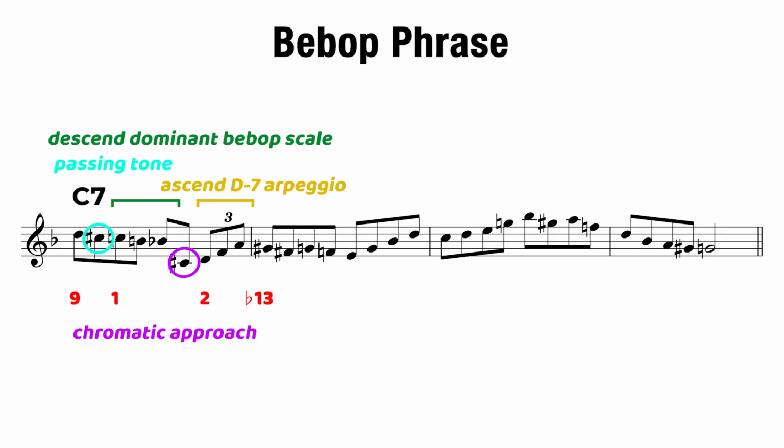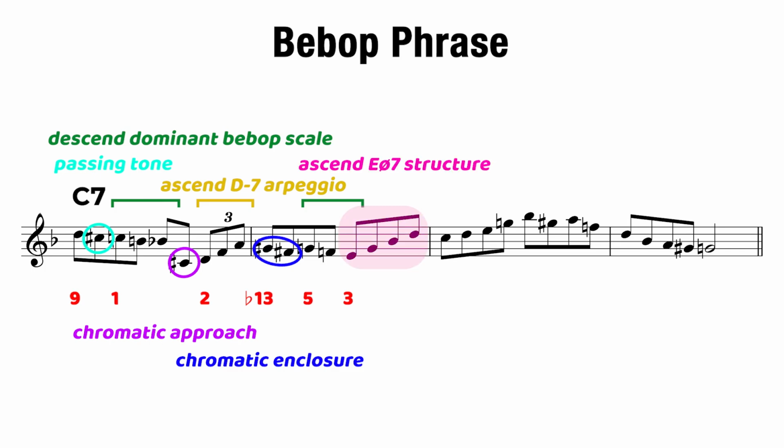Is it over for us? No. Remember the solution from earlier? We can just play a 2-note chromatic enclosure around the 5th. That's what Cecil does here. Now that we're back on a chord tone for a downbeat, we'll just descend the scale till we get to the 3rd. From here, we just ascend this structure, E half diminished 7, then play a 1, 2, 3, 5 melodic sound.